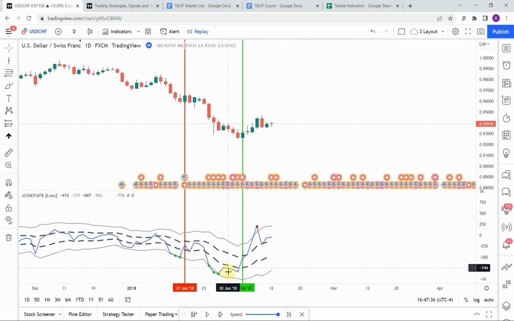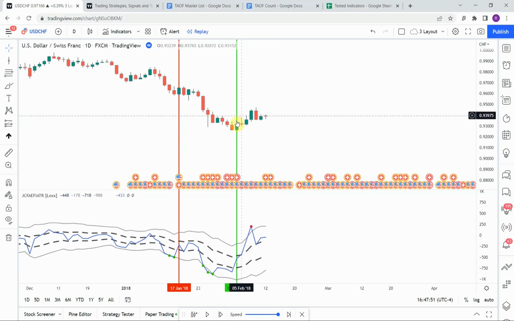All right, so the next signal that we pick up was a long signal. Again, we get those green dots, the oscillating line moving through there, and it finally spikes up above that lower dashed line right here. We get a really nice push to the upside, which does come up and get us to our take profit.